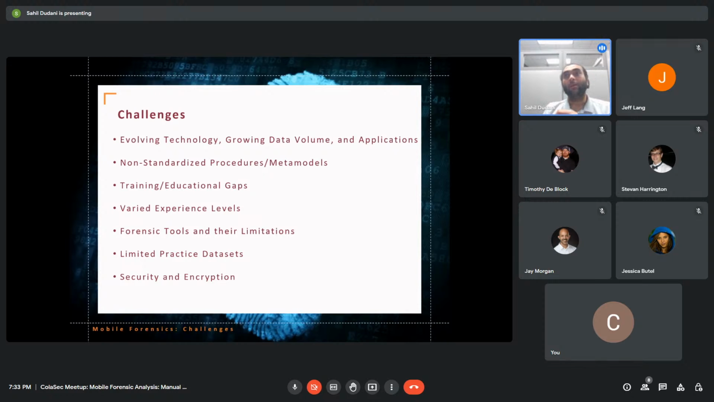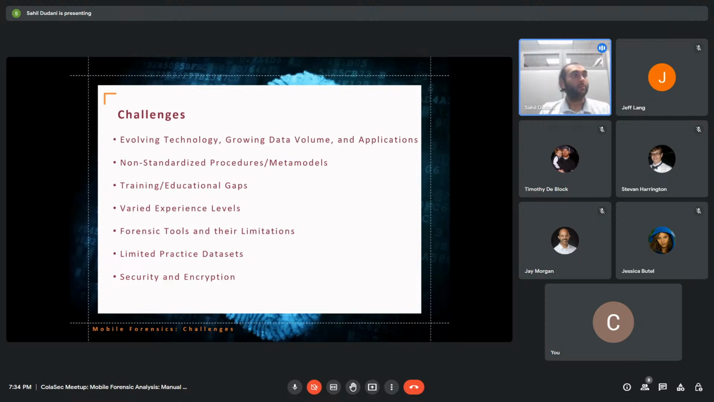The other major problem is non-standardized procedures or meta models. An investigator in cryptocurrency or an investigator working a child exploitation case would probably be following different kinds of techniques, and they may not be the same techniques, and that causes certain issues because there isn't a standardized procedure or a meta model to work on.